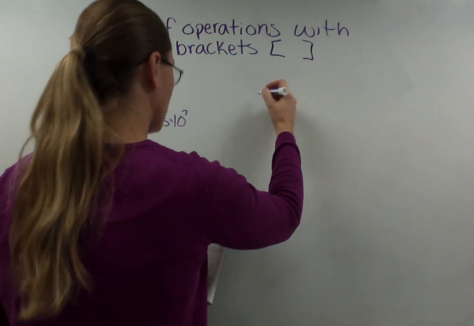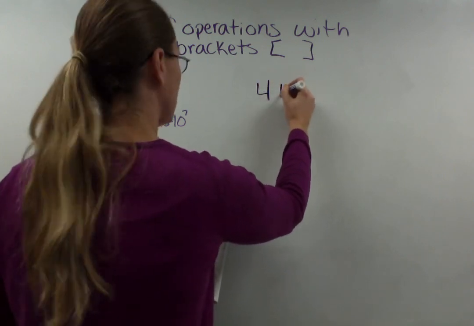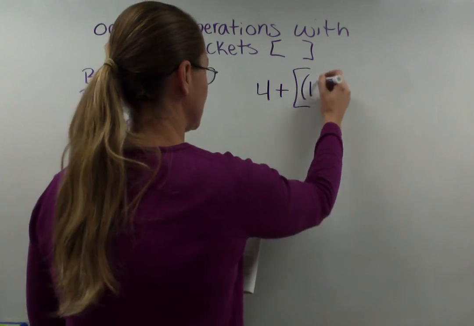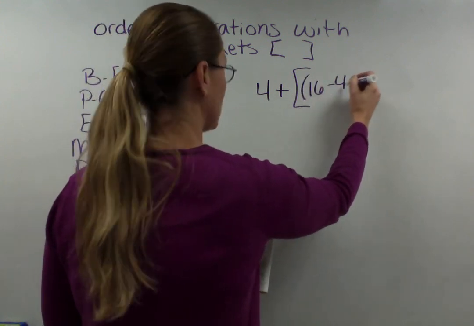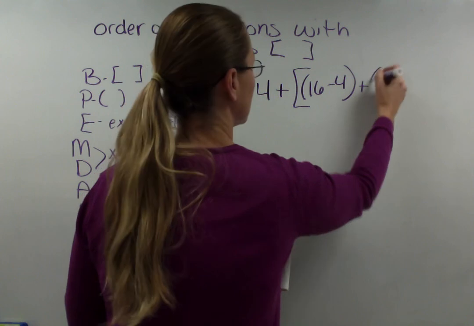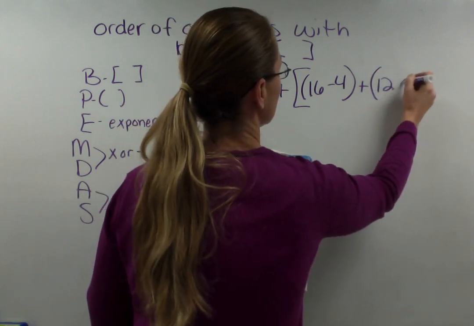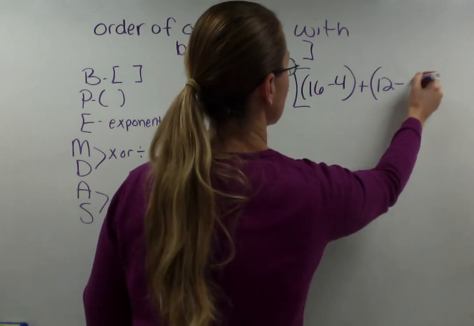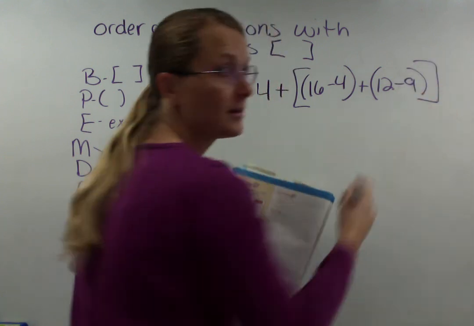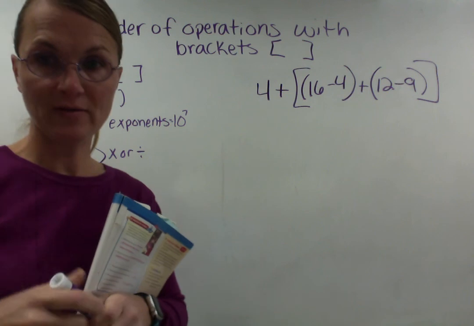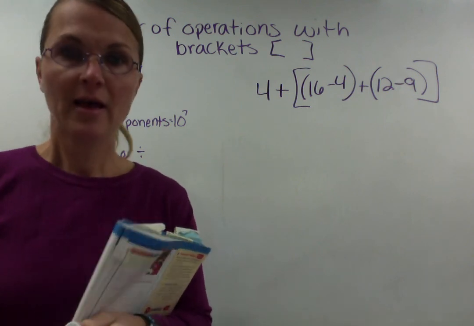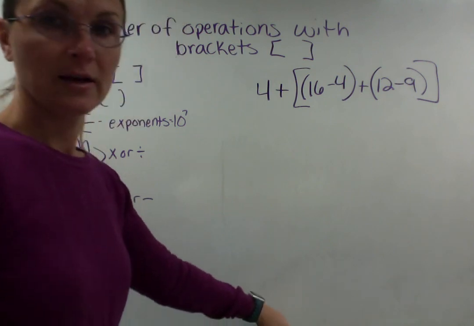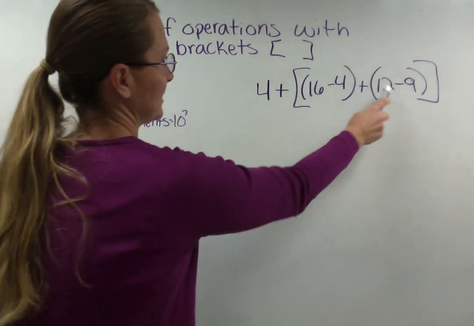Okay, let's go with 4 plus, and inside brackets, we have parentheses 16 minus 4 plus 12, minus 9, okay? So if we see brackets, we have to do everything inside the brackets first, and we have to follow our order of operations inside the brackets. And that's kind of easy because we can't really add until we do these two things.